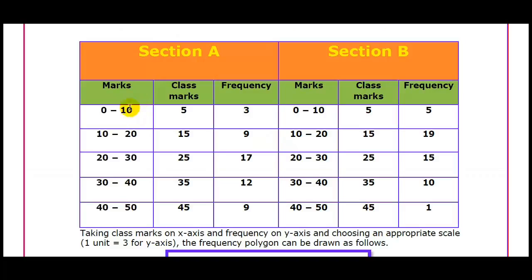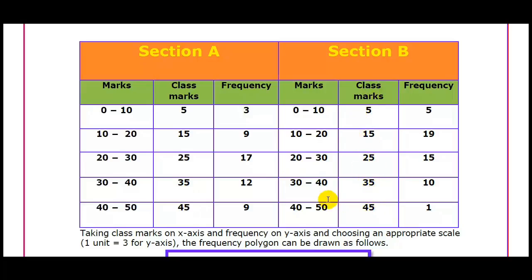So let us see. For section A, the class interval 0 to 10, the class mark will be 5, that is 0 plus 10 divided by 2 is 5, and the class mark for the class interval 10 to 20 will be 15, that is upper limit 20 plus lower limit 10, 30, 30 divided by 2 is 15. Likewise, the class mark for the class interval 20 to 30 will be 25. Like this, you will get class marks 35, 45. Same here also for section B, the class mark is here.